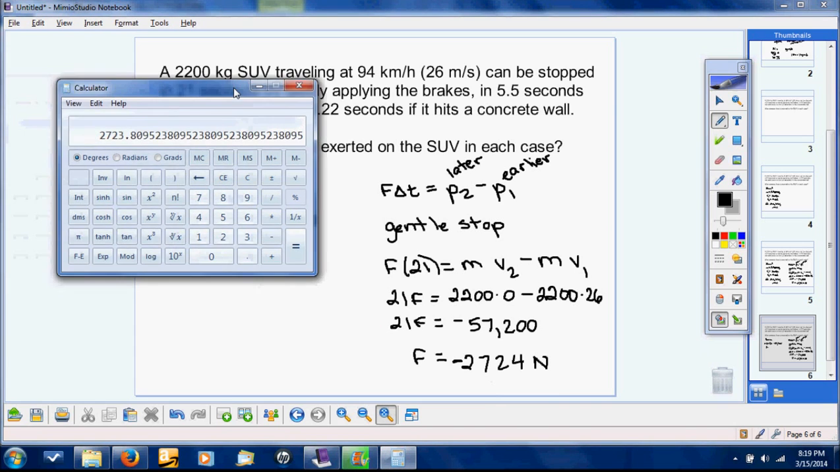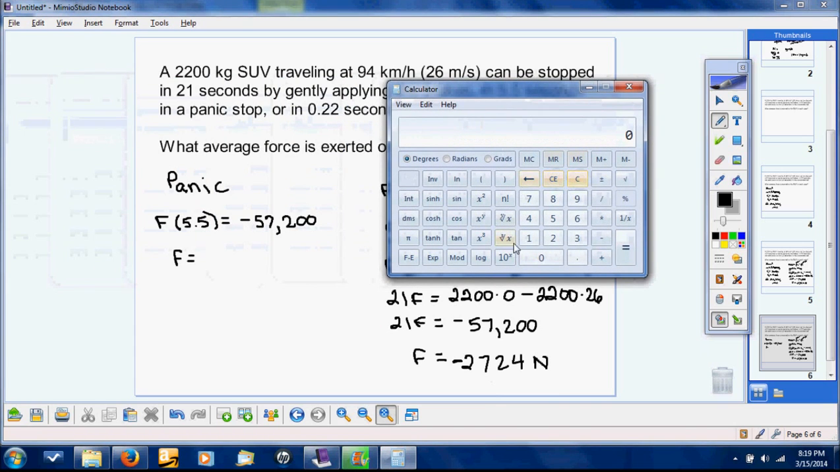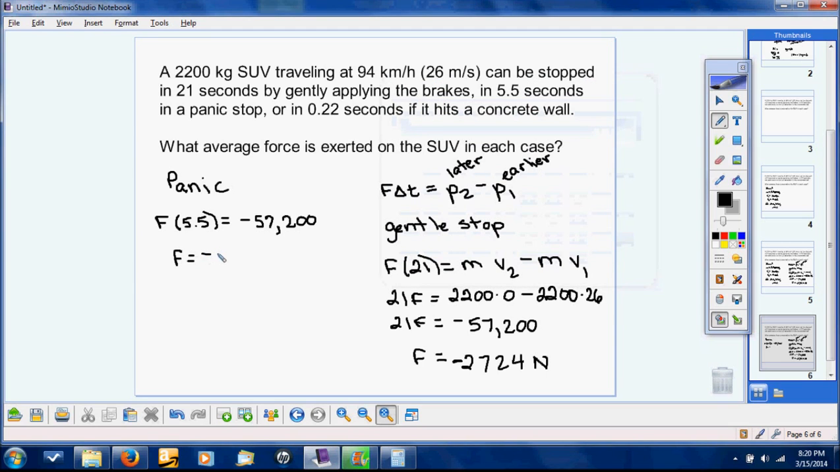So let's do 57,200 and divide it by 5.5. So what we get now is negative 10,400. It's still negative. It still has to go in the opposite direction. But it's much bigger. The magnitude is huge now. Negative 10,400 newtons. So there's more force applied to that car. The brakes had to do more to slow it down when it had to slow down more quickly.